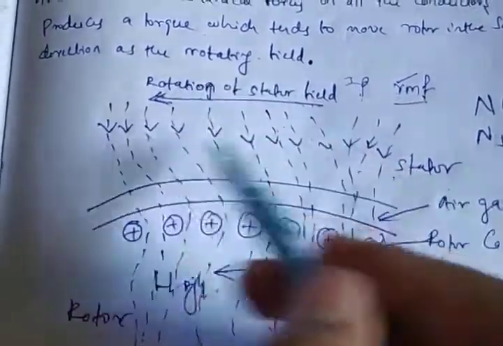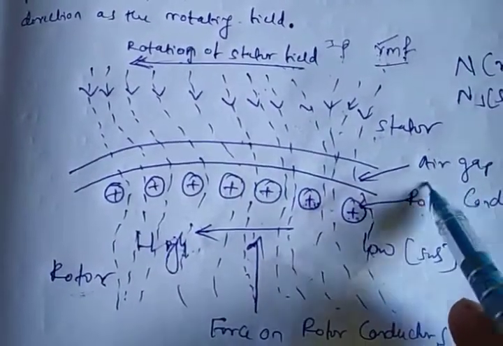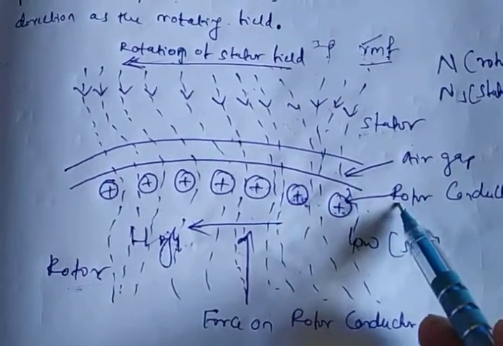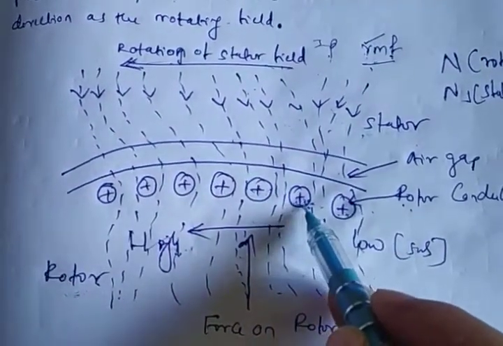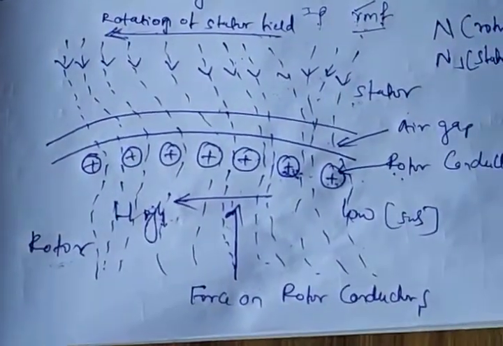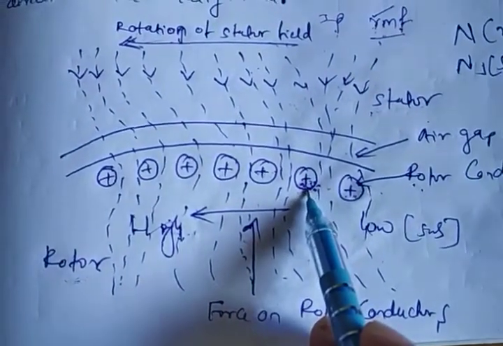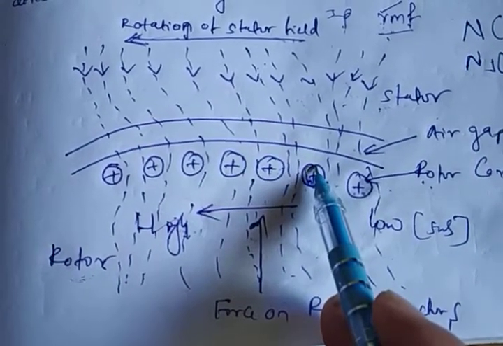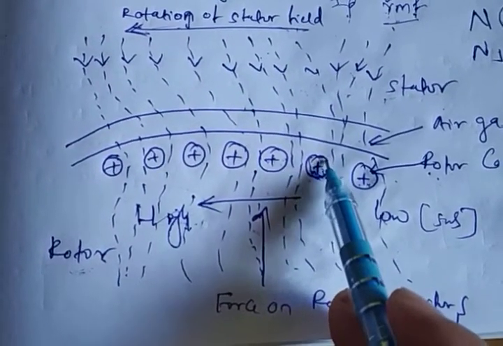So if it is rotating in the anti-clockwise direction, then whenever this rotating magnetic field passes through the air gap and this flux cuts the stationary rotor conductors, here we have many conductors, an EMF is induced in the rotor according to electromagnetic induction. Whenever the EMF is induced in the rotor conductors, because of the short-circuited rotor, the current starts flowing in the rotor conductors.